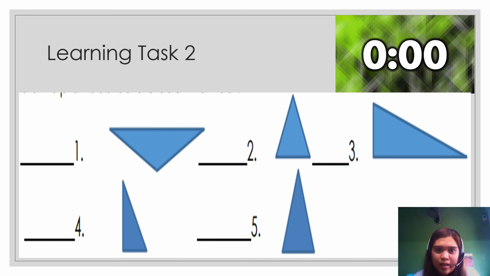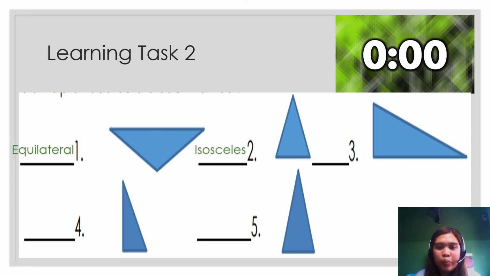So let us answer learning task 2. So what kind of triangle is number 1? So remember, you will write equilateral, isosceles, or scalene. So number 1 is equilateral because all sides of it are equal.